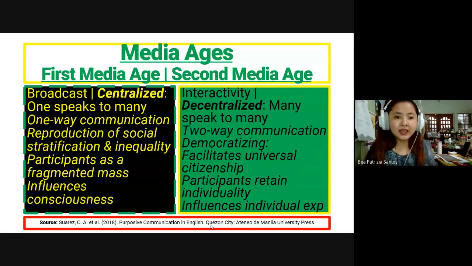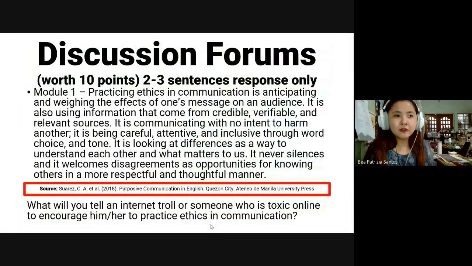So, that will be the end of our lesson. Let's have the discussion forums. This is the first one. For module 1, there is an explanation first before the question. You have to read that.